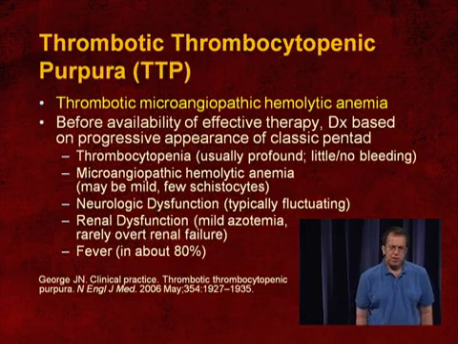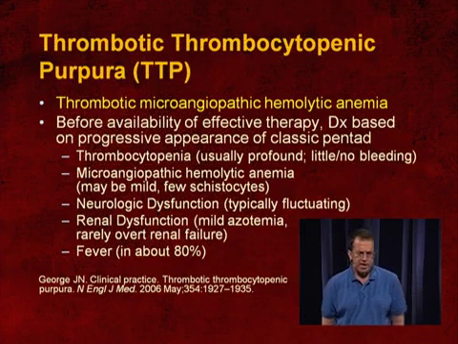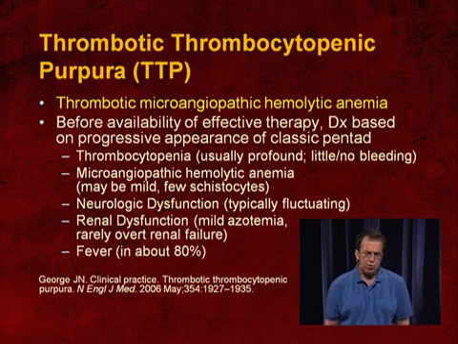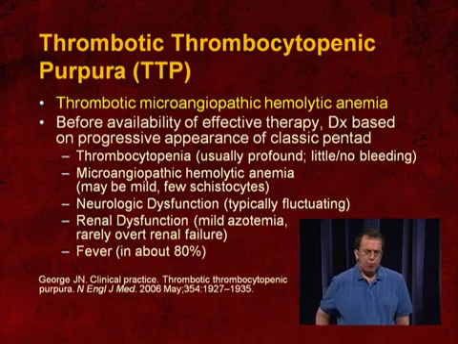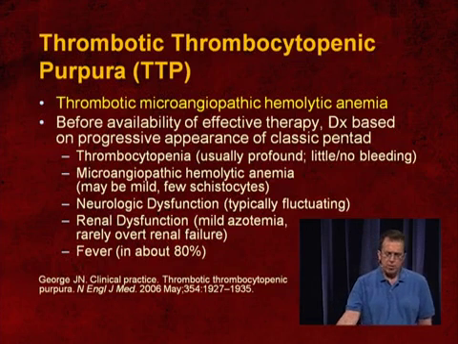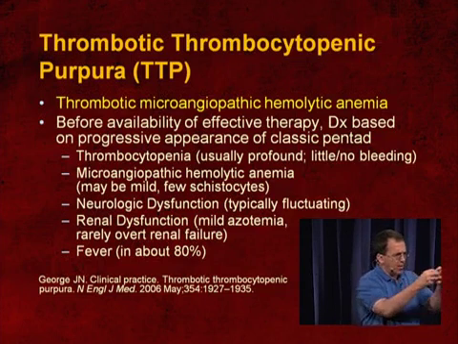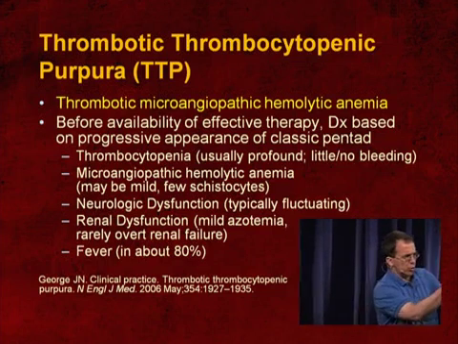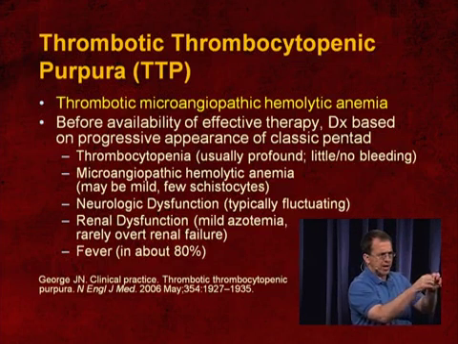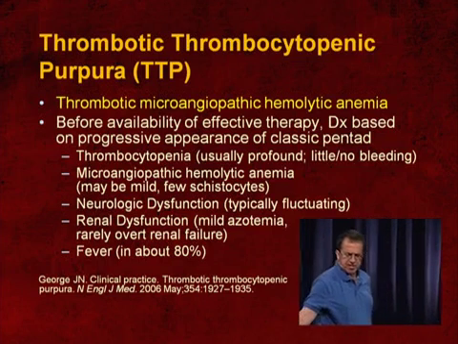TTP is thrombotic thrombocytopenic purpura. It is a thrombotic microangiopathic hemolytic anemia. Okay? Before we were smart enough to have good therapy, you'd see a pentad appear: thrombocytopenia, microangiopathic hemolytic anemia, meaning you're forming these little clots, and as blood goes through them, it shears the red cells, right? Breaks them up, and then you get these schistocytes.